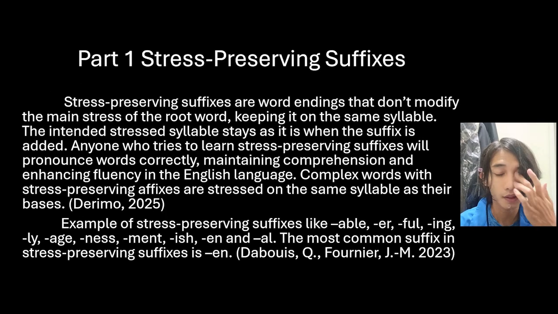Then we go next to the second topic, stress-preserving suffix. Stress-preserving suffixes are word endings that don't modify the main stress of the root word, keeping it on the same syllable. The intended stressed syllable stays as it is when the suffix is added. Anyone who tries to learn stress-preserving suffixes will pronounce words correctly, maintaining comprehension and enhancing fluency in the English language. Complex words with stress-preserving affixes are stressed on the same syllables as their bases. This is from Derimo 2025.